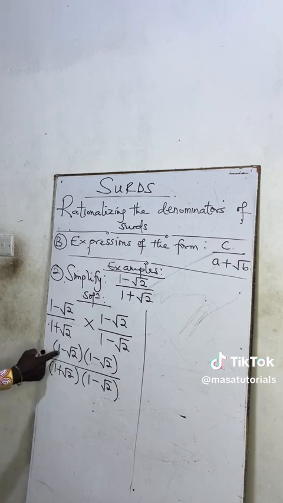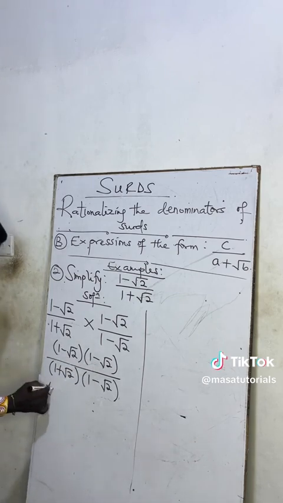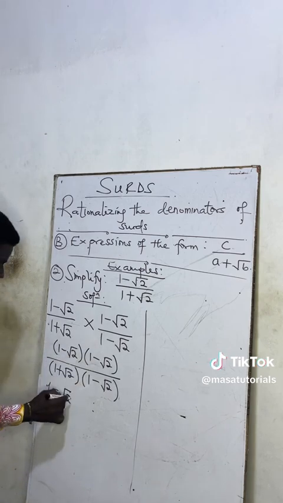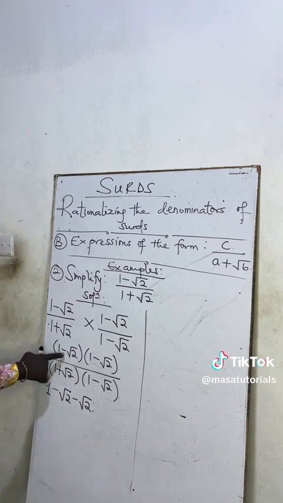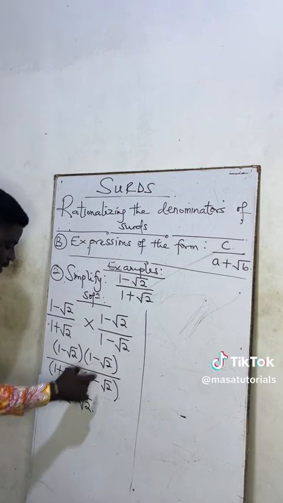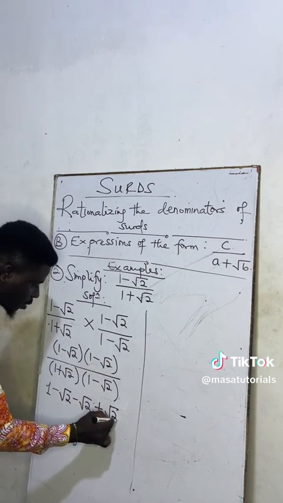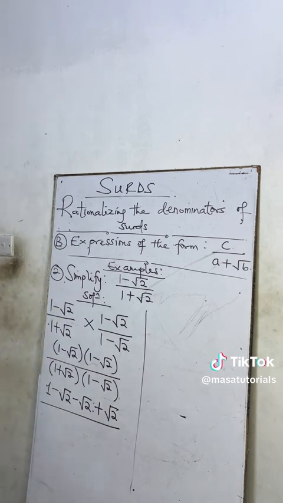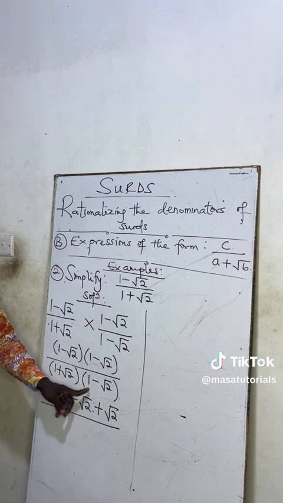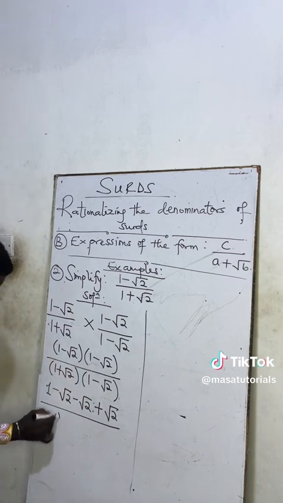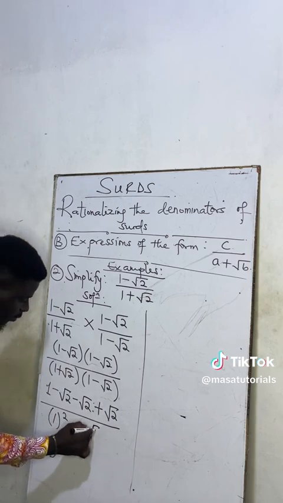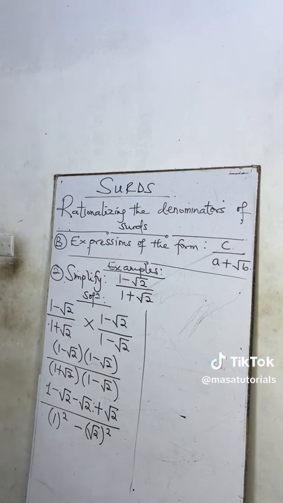So it will be 1 times 1, which is 1, and 1 times negative square root of 2, which is negative square root of 2. Then negative square root of 2 times 1, which is also negative square root of 2. Negative square root of 2 times negative square root of 2 is positive 2. All over, here we pick the expression that contains the minus sign, so we apply difference of two squares. So it will be 1 squared minus square root of 2 squared.